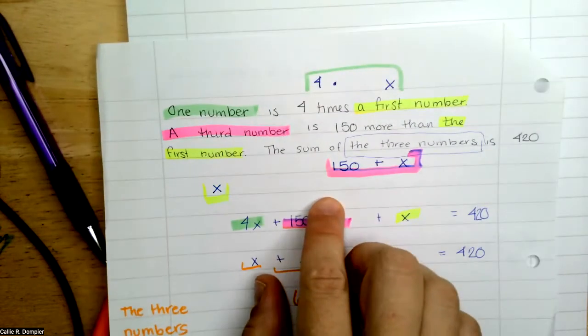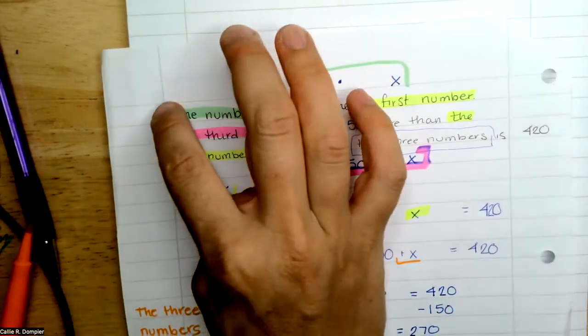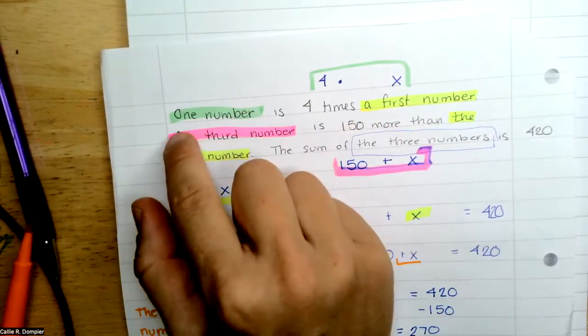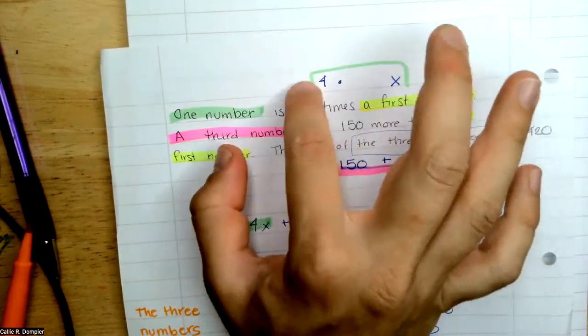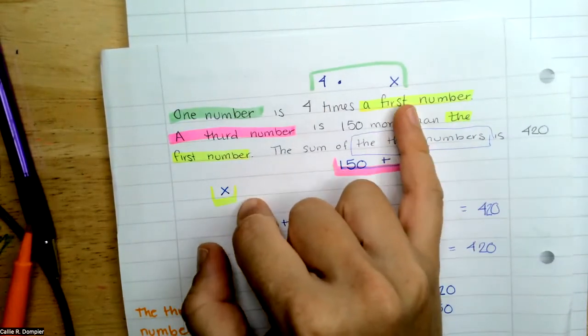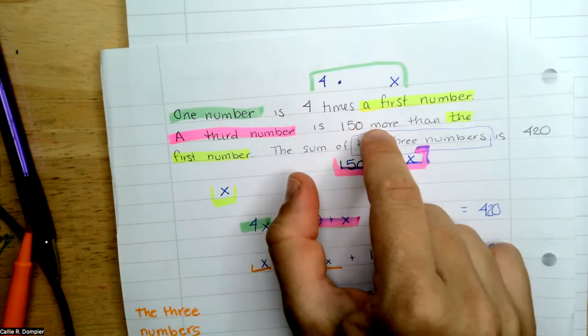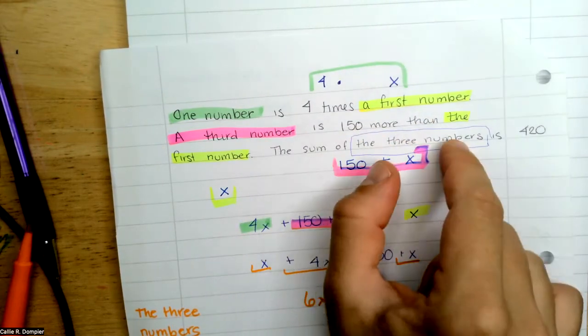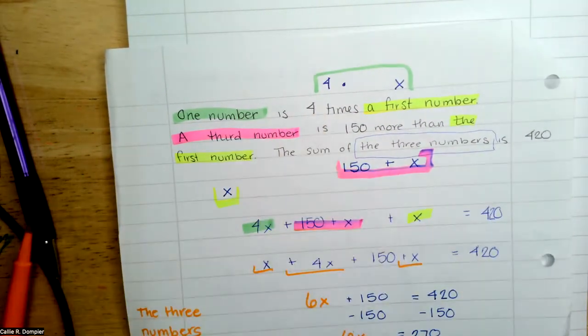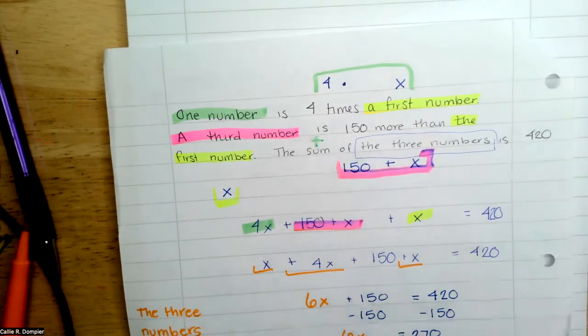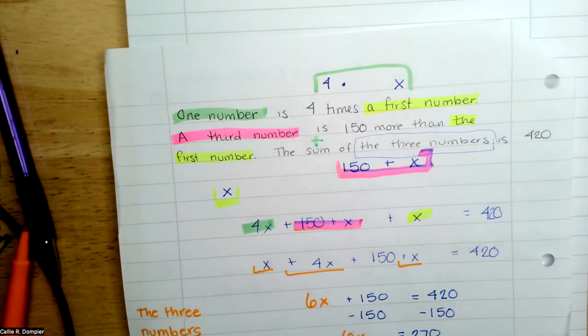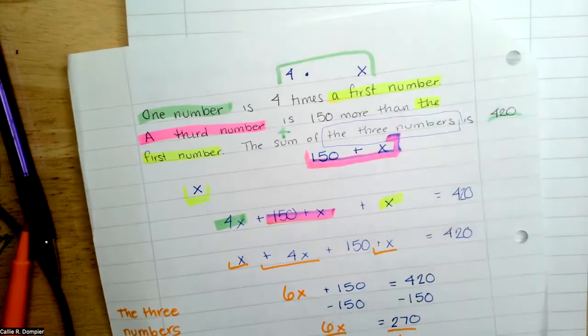So this is a challenging one. You kind of want to highlight what they're asking, right? One number is 4 times the first number. You have that first number. A third number is 150 more than the first number. The sum means we add them. The sum of the three numbers is 420. Good. All right, third one.